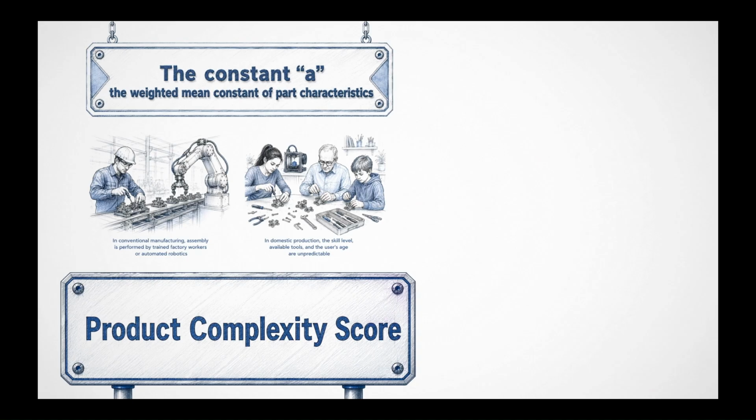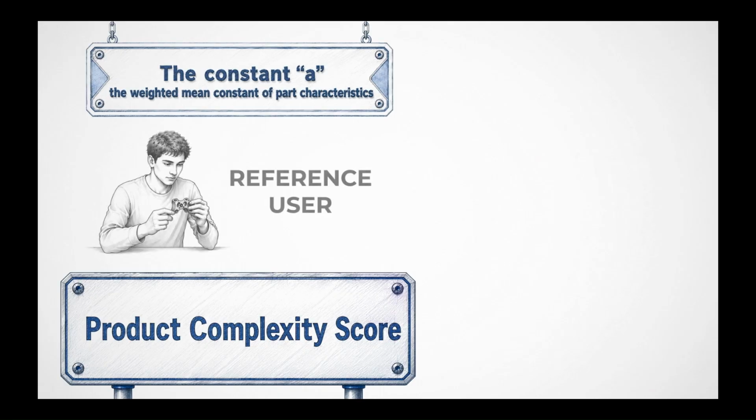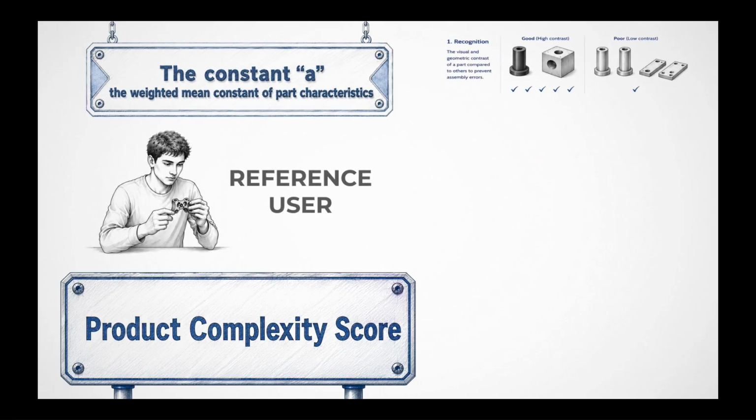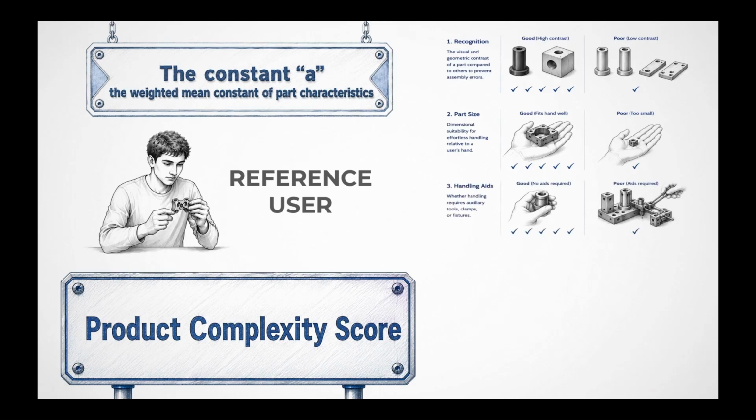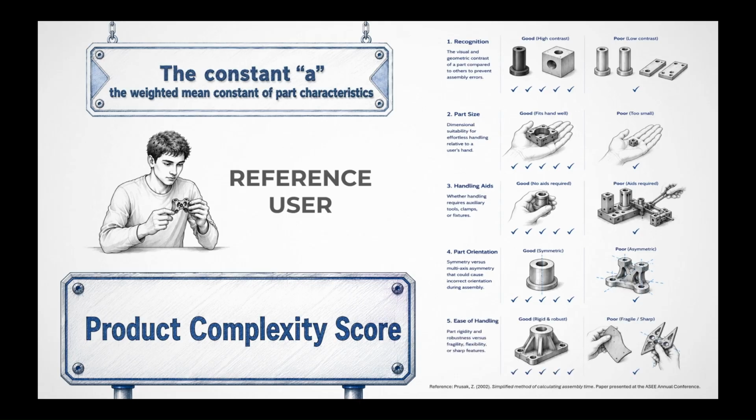Therefore, the framework adapts DfA principles to a defined reference user across 5 key criteria: recognition, the visual and geometric contrast of a part compared to others to prevent assembly errors; part size, dimensional suitability for effortless handling relative to a user's hand; handling aids, whether handling requires auxiliary tools, clamps, or fixtures; part orientation, symmetry versus multi-axis asymmetry that could cause incorrect orientation during assembly; ease of handling, part rigidity and robustness versus fragility, flexibility, or sharp features.